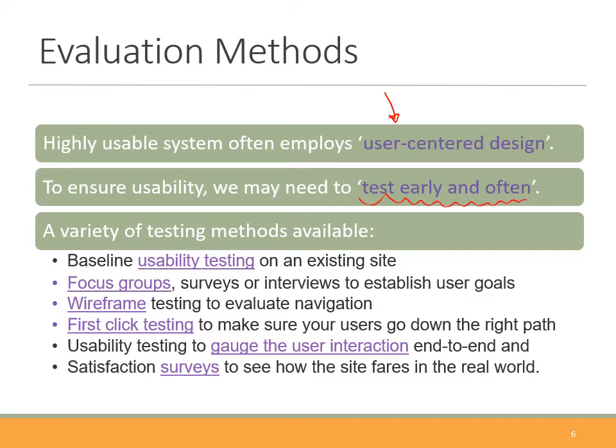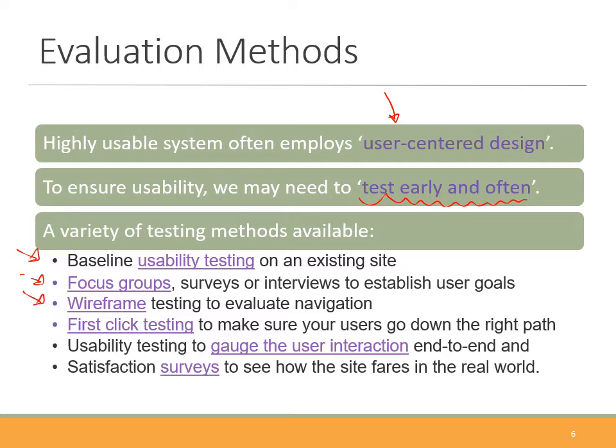That means we cannot just perform a one-time evaluation, right? We should evaluate often and also adapt to the feedback and input from the user so that we can make the usability of the system improved and better. A variety of testing methods available are as follows. The first one, baseline usability testing on an existing site. Second, we can use focus groups, surveys or interviews in order to establish user goals.